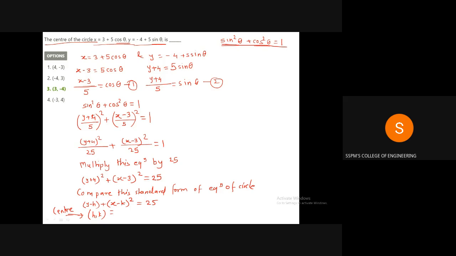The standard equation of the circle is x minus h square plus y minus k square. Therefore, comparing x minus h with x minus 3, h is equal to 3, and y minus k with y minus minus 4, so k is equal to minus 4. Similarly, if you are asked to find the value of r, that is the radius, it is 5.